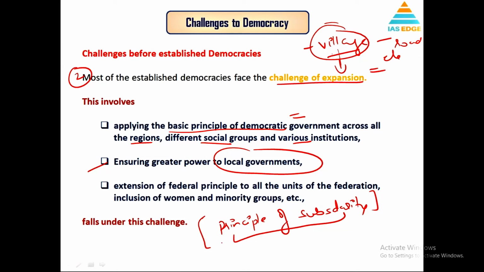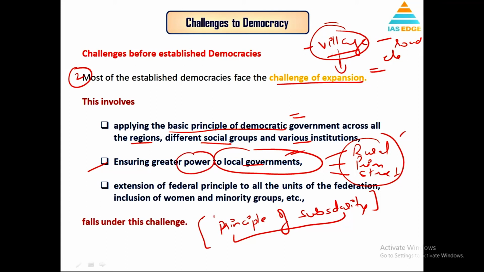There is a concept of principle of subsidiarity, which we'll study. This principle of subsidiarity says that whatever can be managed best at whatever level, the power should be given at that level. For example, that local body is given power to handle rural roads, maybe primary education, maybe street lights, so it should be handled from there.